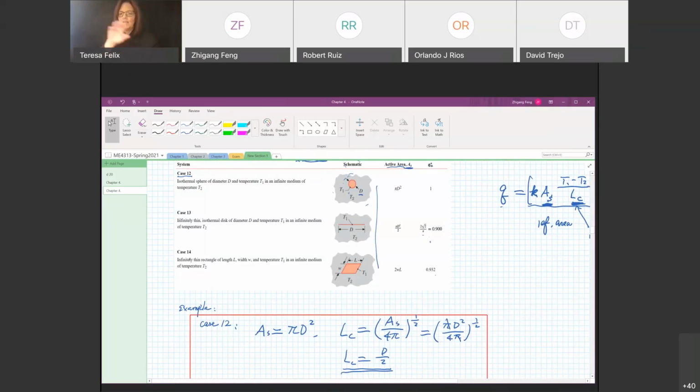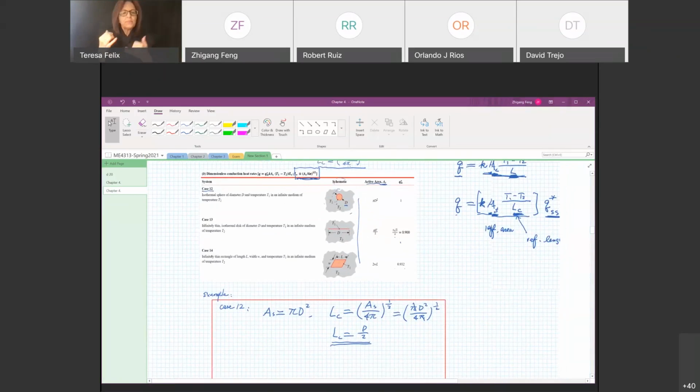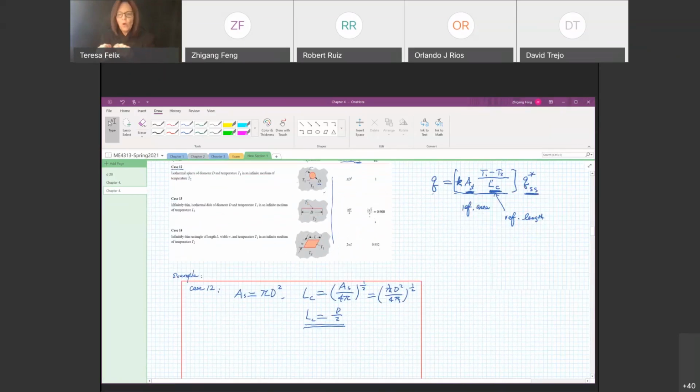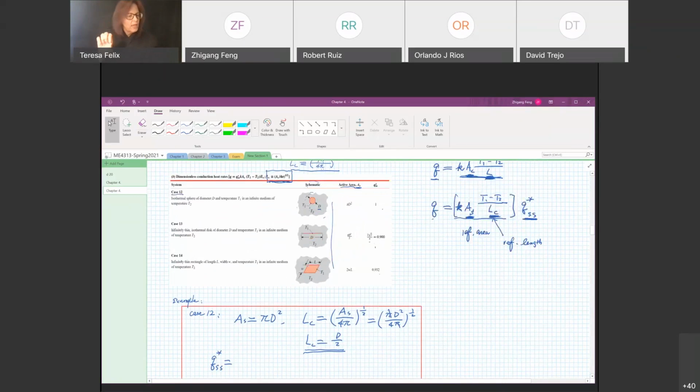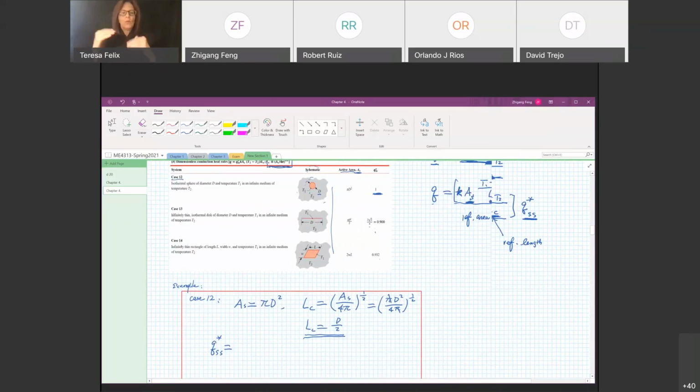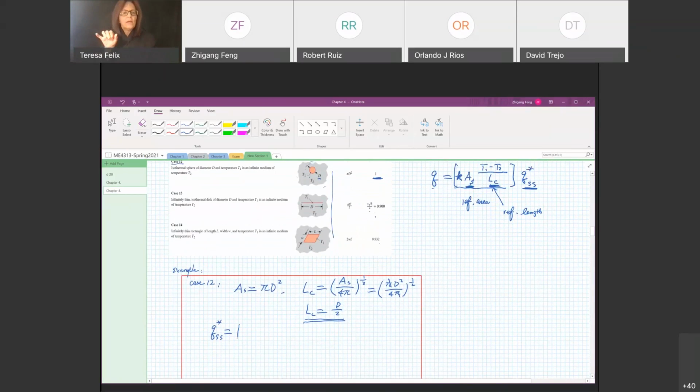Now we also know the dimensionless heat transfer rate from this table. It says it is equal to 1. It's only a numerical value of 1.